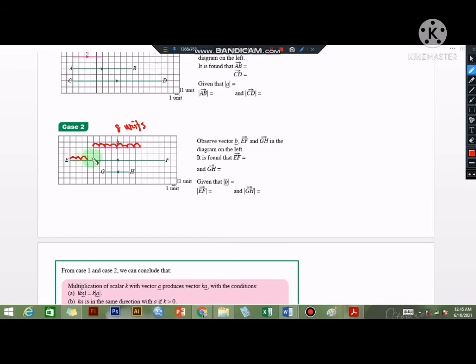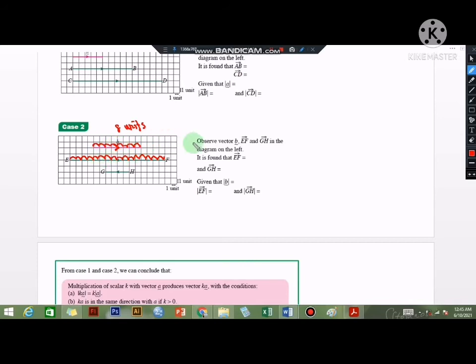1, 2, 3, 4, 5, 6, 7, 8, 9, 10, 11, 12, 13, 14, 15, and 16. Okay, this one there is 16 units. Okay, let's look at this one. This is the direction of the vector, which is to the right.